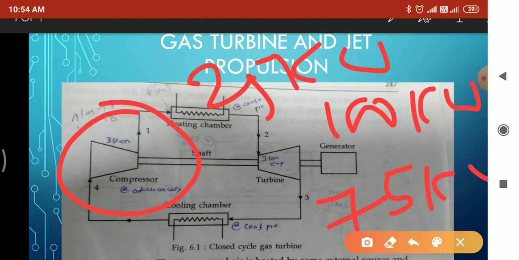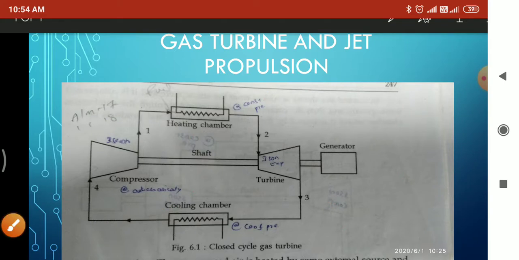This is the working principle of closed cycle gas turbine. In the next video we will discuss open cycle gas turbine.